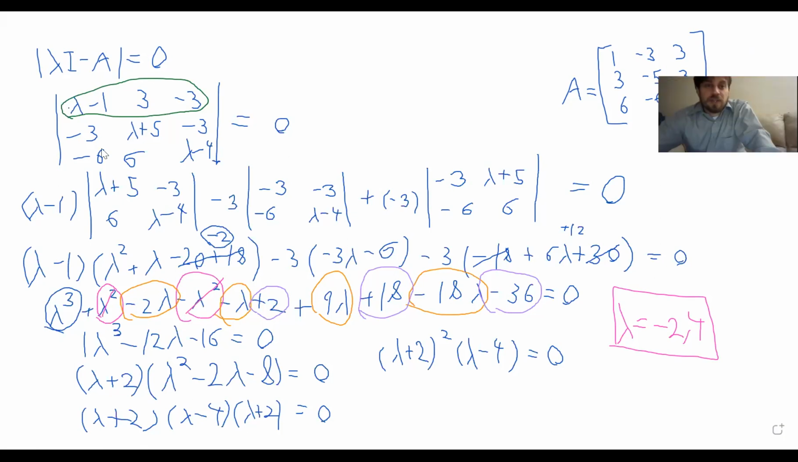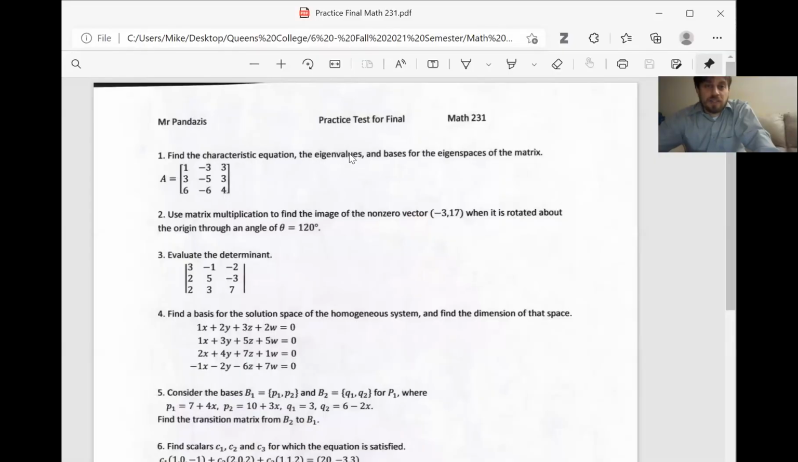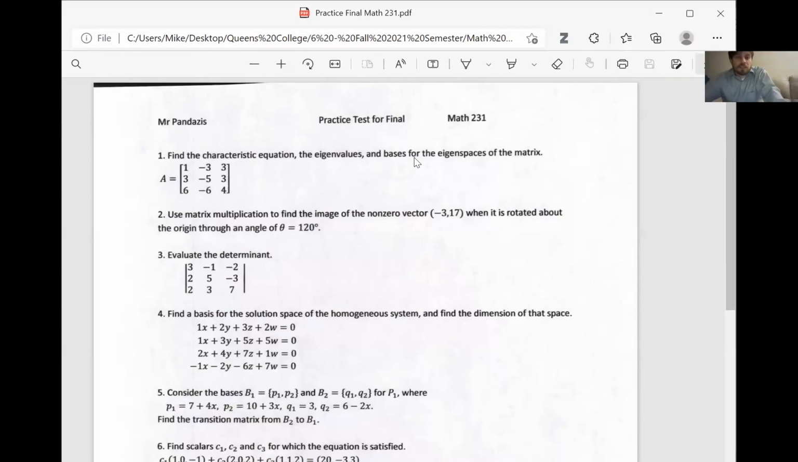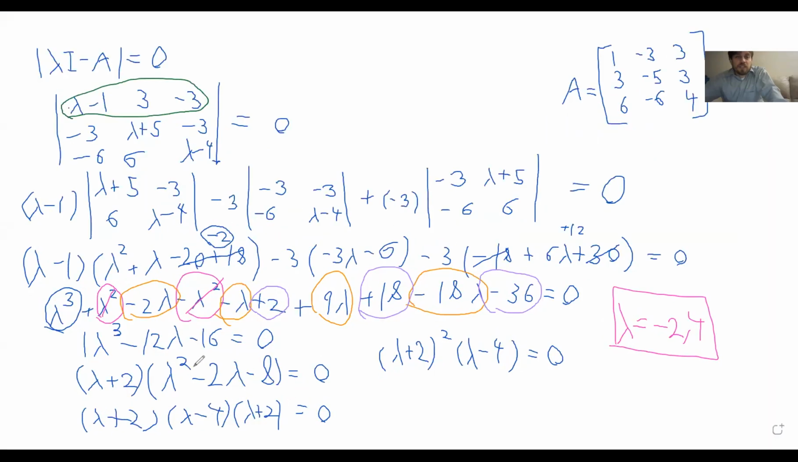Now, the other thing it says is, find the characteristic equation, find the eigenvalues, and bases for the eigenspaces of the matrix. Okay, so the characteristic equation, you could say, is this. If you got to this point, you have the characteristic equation, with the cube there. So that would be the characteristic equation. These are the eigenvalues. You want to find now the bases of the eigenspaces corresponding to each eigenvalue.